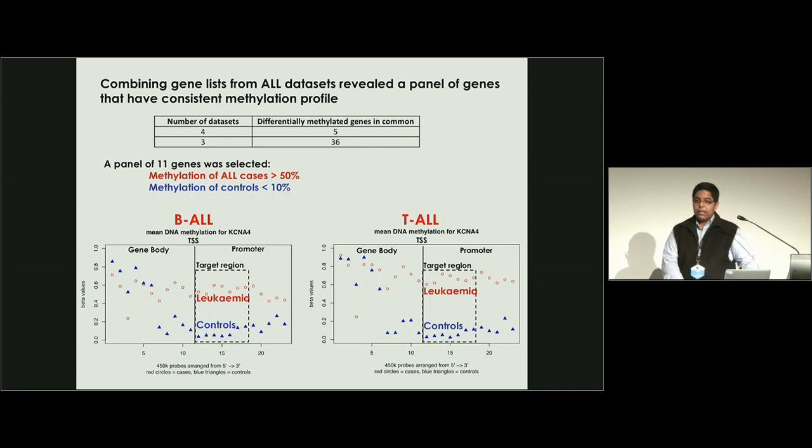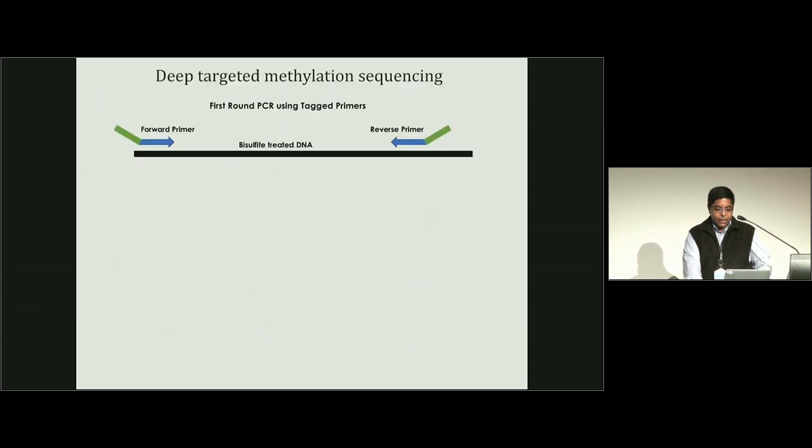So my validation experiments included blood samples from 17 healthy adults, 13 healthy neonates, and also blood samples from B-cell and T-cell leukemia samples. And I designed primers for the 11 target genes that I selected from my analysis. And I used a two-step PCR approach using MiSeq for sequencing.